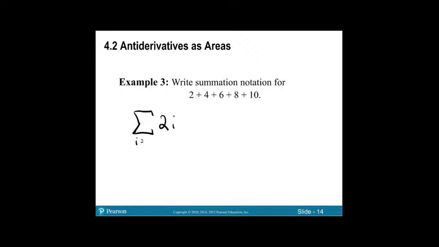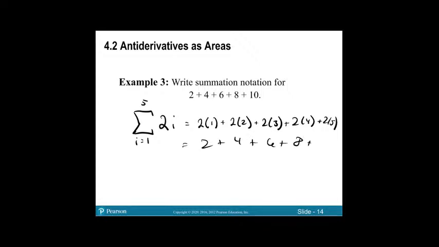Okay, let's write this out. So this would be 2 times 1 plus 2 times 2 plus 2 times 3, 2 times 4, and 2 times 5. That's what the notation means, right? And then I think we get what we want: 2 plus 4 plus 6 plus 8 plus 10. So then this is the summation notation.